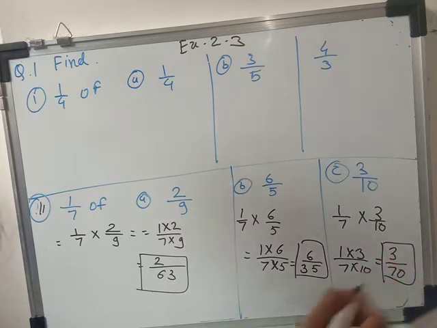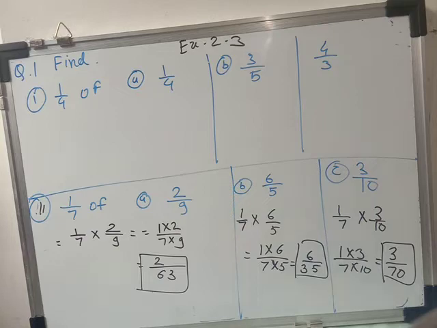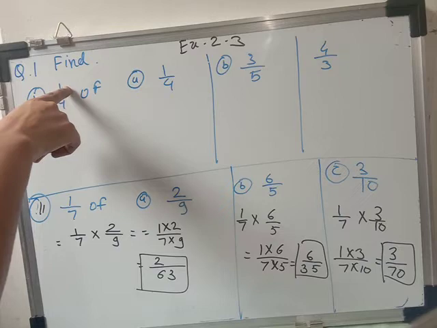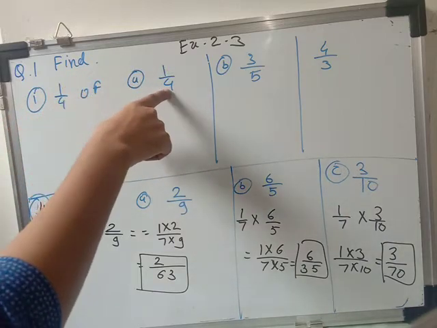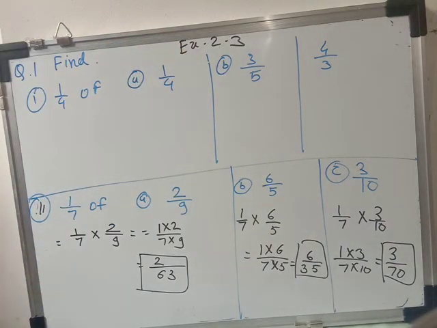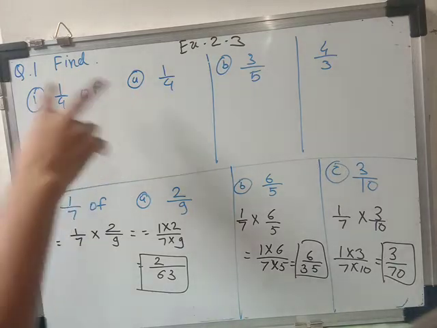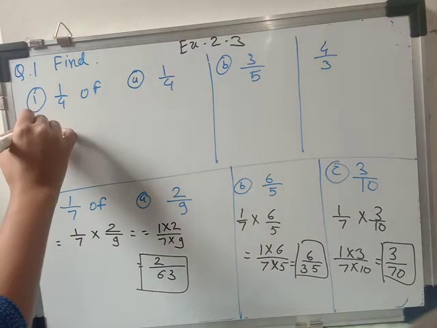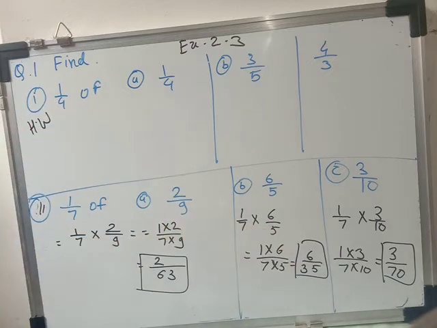Okay, so here we got the answer. Very simple, same way you have to do it. Okay, first multiply 1 by 1 and 4 by 4, whatever product comes, that will be your product of these two fractions. Okay, same way you have to solve. So the first example is for homework, the second I have solved over here.